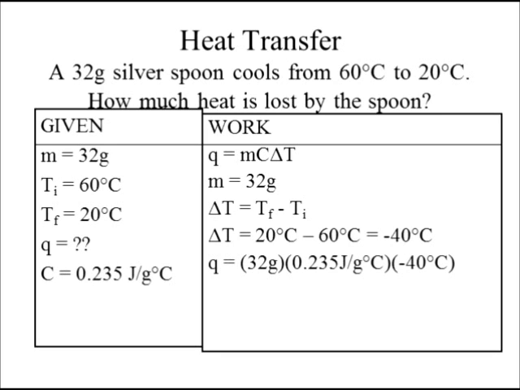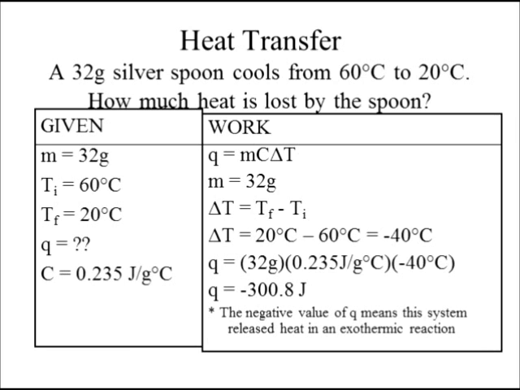So I plug it all in. 32 times 0.235 for the specific heat times negative 40, and I end up with a negative 300.8 joules. So again, if we remember, it's a negative number. So if it's negative, then that means that heat was lost. It lost some of that heat energy, which makes sense because the temperature dropped down. So it cooled off. So that makes sense.